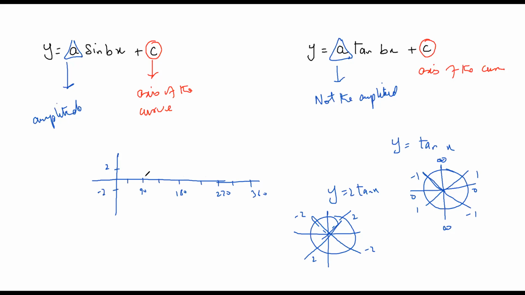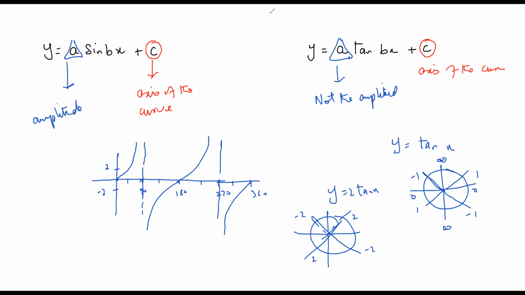And then I have the asymptote at this 90 here, the asymptote at 270 degrees here. So the curve is going to go like this, this, and then this, and then this. Okay, so that is the graph of y is equal to 2 tan x.